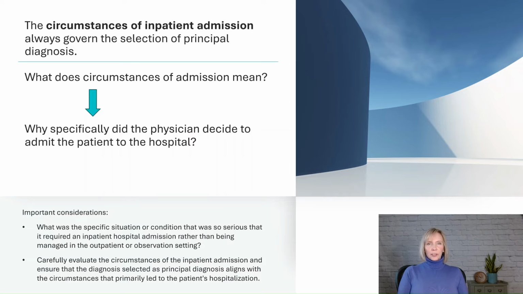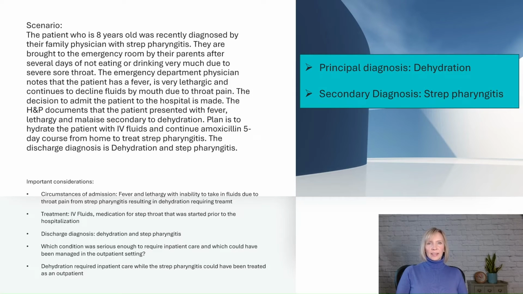The first factor to consider when determining the principal diagnosis is to carefully evaluate the circumstances surrounding the inpatient admission to ensure that the diagnosis selected as principal aligns with the primary factors that led to the patient's hospitalization. You must consider the reasons behind the physician's decision to admit the patient to the hospital for inpatient care. Ask yourself what specific situation or condition was so severe that it necessitated an inpatient hospital admission instead of outpatient or observation care. Let's take a look at an example.